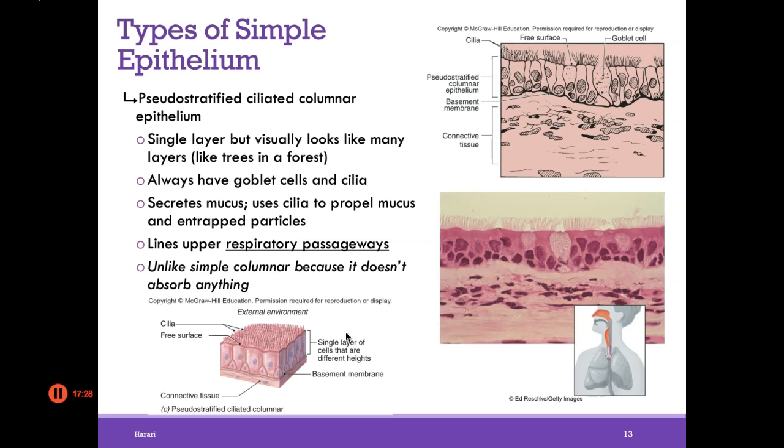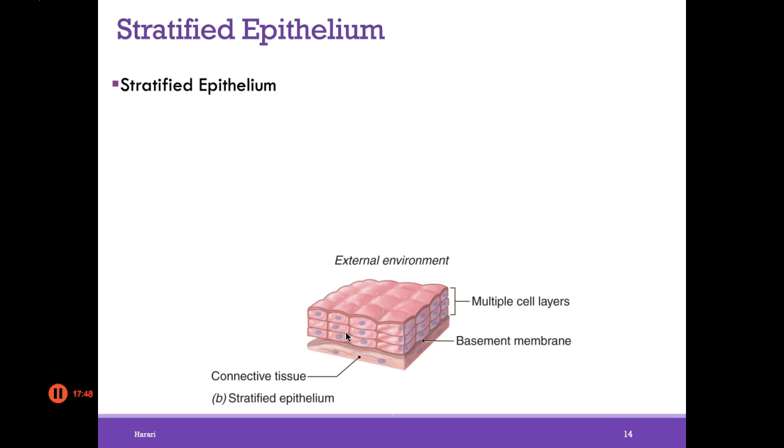It's different. So pseudostratified ciliated columnar epithelium is unlike simple columnar because it's not absorbing anything. Right? This is more protective. This is getting things away. It's pushing them to protect us. They're not absorbing nutrients like the columnar epithelium of the intestines. So that's a big difference between the two. So that was the simple epithelium.